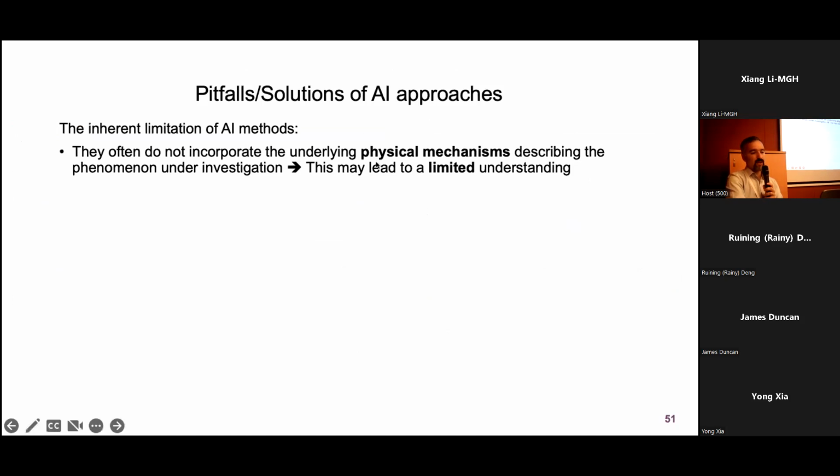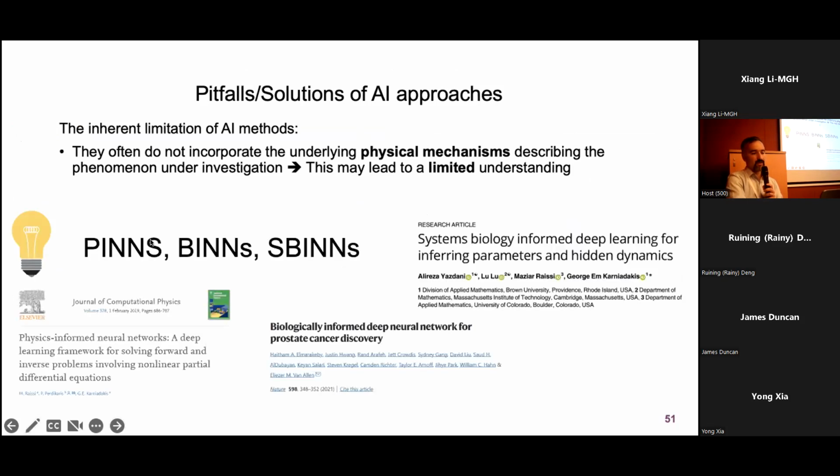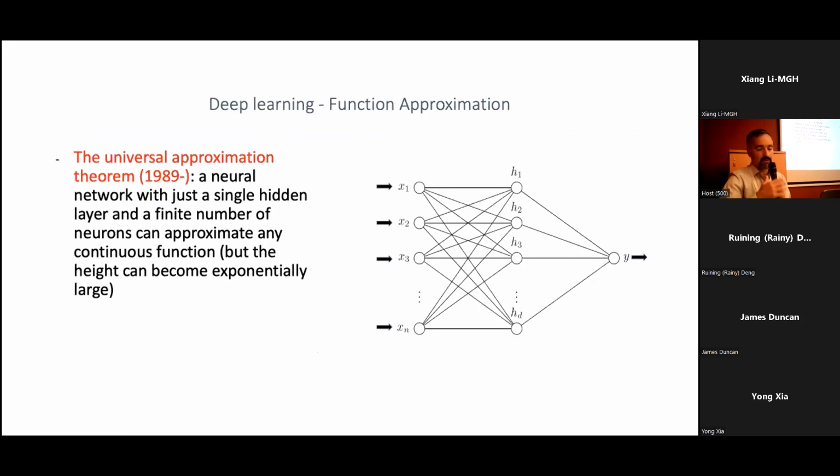So the problem with AI approaches is that they often don't incorporate the underlying physical mechanism, right? They're kind of blind, the black box issue. As a result of that, these things are starting to emerge: physics-informed neural networks, biologically informed neural networks, systems biology-informed neural networks. These are very, very exciting frontiers, actually. So maybe I'll quickly go over that concept.